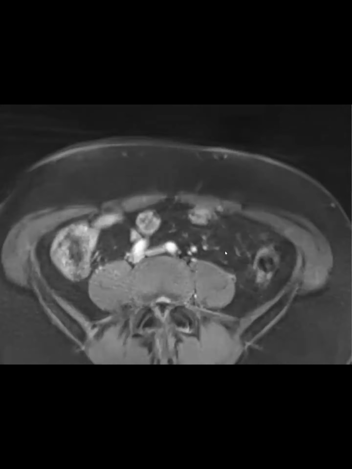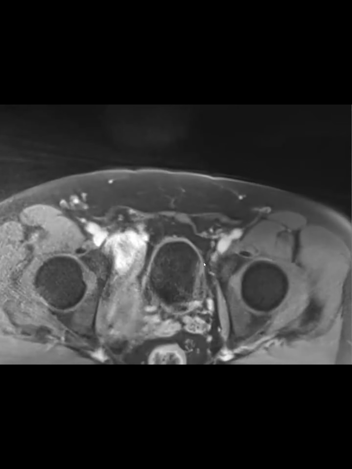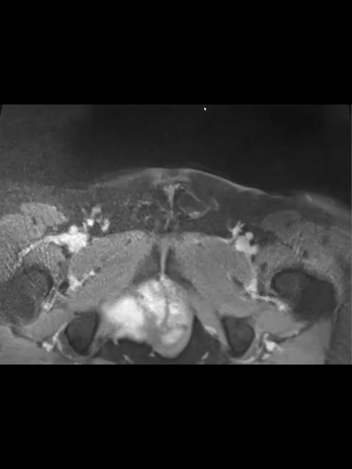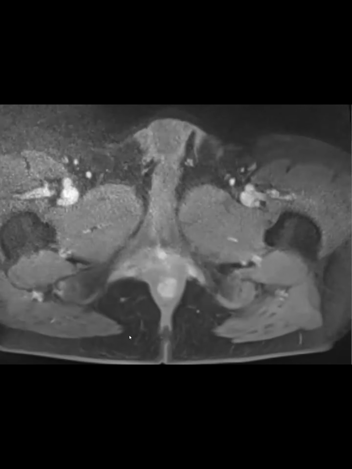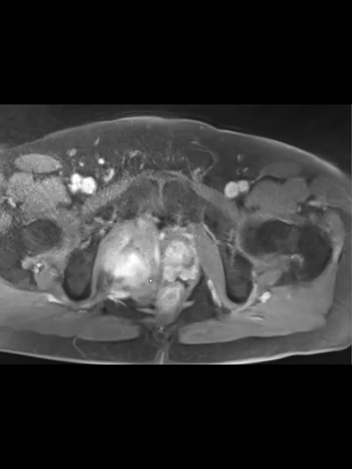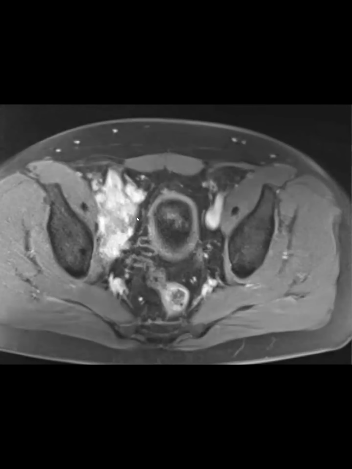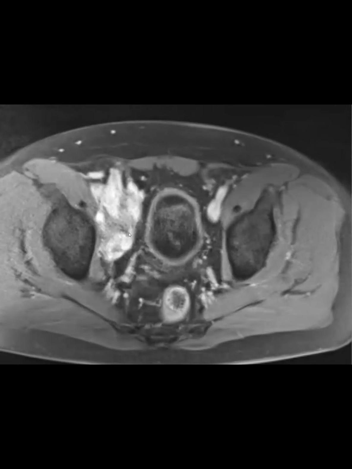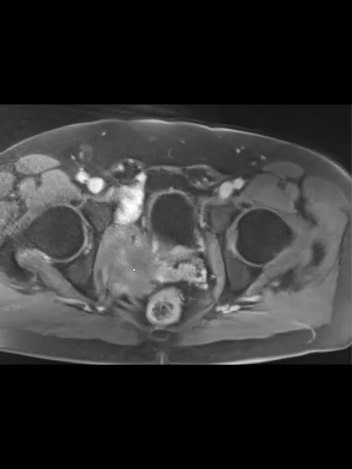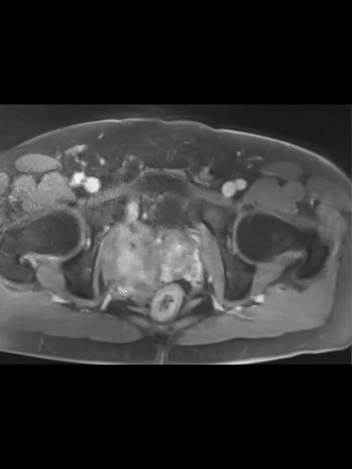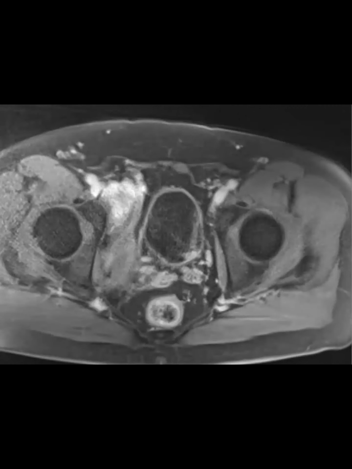I'll show you on the post-contrast. It was a little heterogeneously enhancing. They tend to be more homogeneous. But this was actually a desmoid fibromatosis tumor. So part of it was more avidly enhancing. It was kind of heterogeneous. This part was less avidly enhancing. It was kind of different in different places.